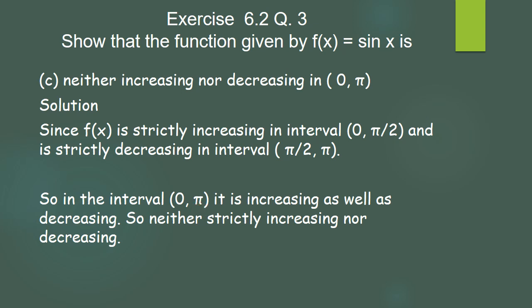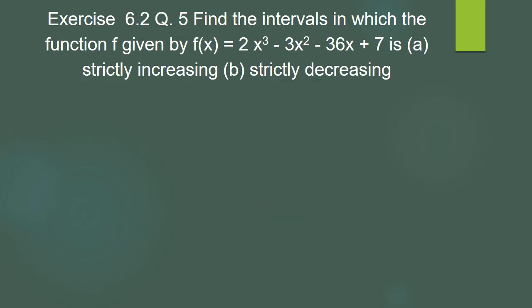Another type of question asked on this is to find the intervals where the function increases and decreases. For that, we will take one exercise, 6.2, question number 5. Find the intervals in which the function given by f of x equals 2x cube minus 3x square minus 36x plus 7 is strictly increasing and strictly decreasing. Now to find the intervals, first we will find out f dash of x.